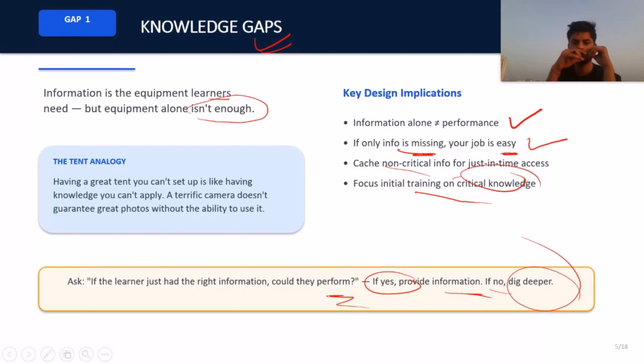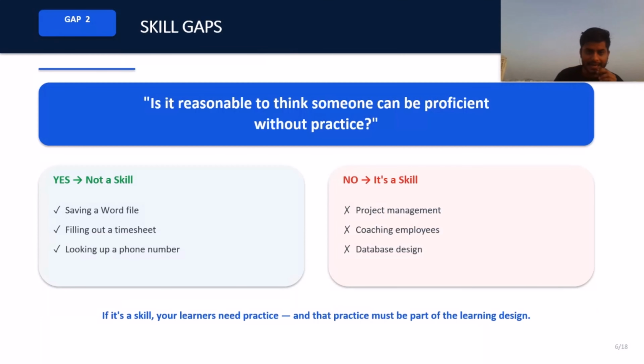As instructional designers we should put ourselves in the shoes of the learner, and then ask certain questions, like: if the learner just had the right information, could they perform? If yes, provide the information, else dig deeper. Let's move to the second gap. The second may be the skill gap.